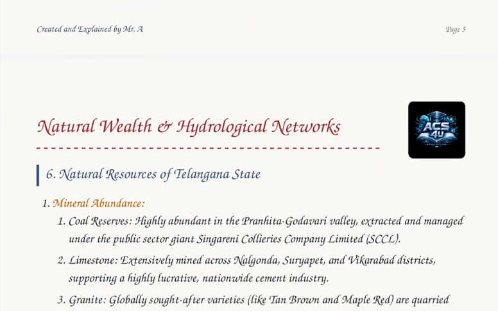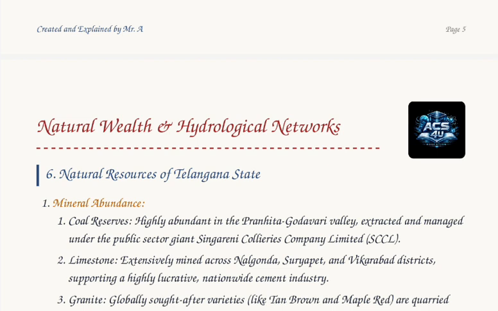Next, there comes the natural wealth and the hydrological networks. It's of the mineral abundance. Coal reserves, highly abundant in the Pranhita-Godavari Valley, extracted and managed under the public sector Singareni Collieries Company Limited, SCCL. Limestone, extensively mined across Nalgonda, Suryapet and Vikarabad districts, supporting a highly lucrative nationwide cement industry.